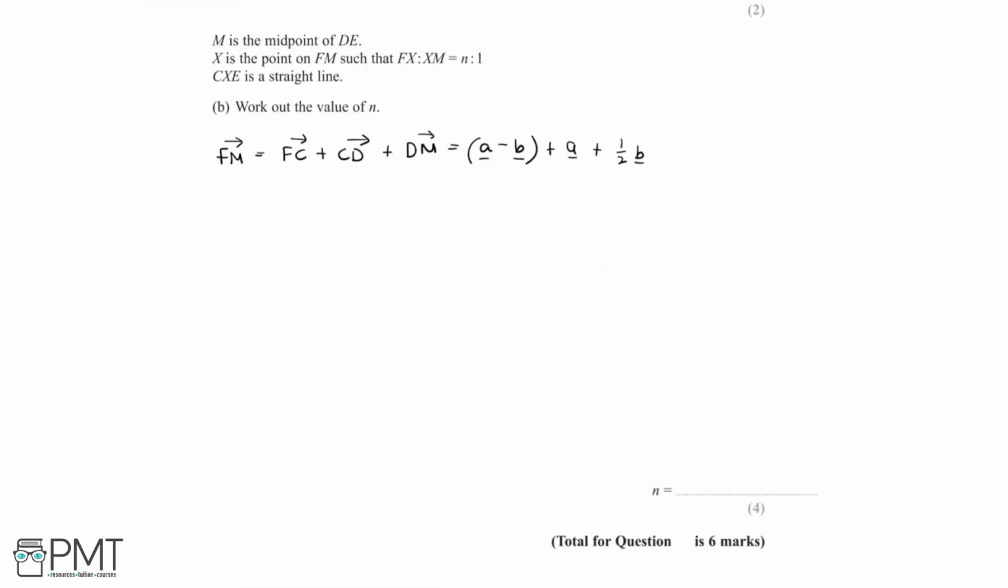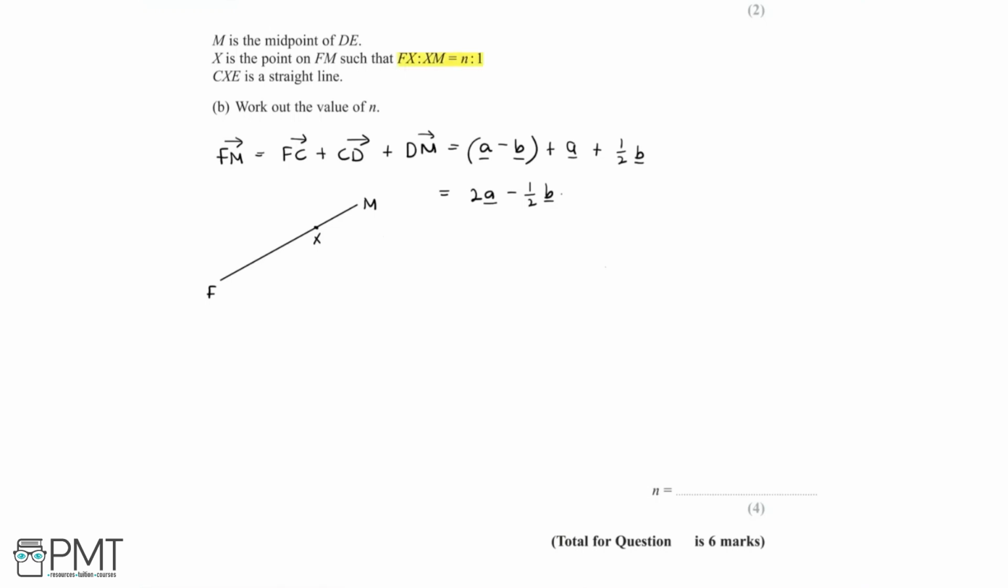And we can simplify this by collecting like terms. A plus A is equal to 2A, and minus B plus half B is minus half B, and so the vector FM is equal to 2A minus half B. Now let's see what this means in terms of our ratio, and we can use a diagram to help us. Well, we have the line FM in front of us, and X lies on this line, such that the ratio FX to XM is equal to n to 1.